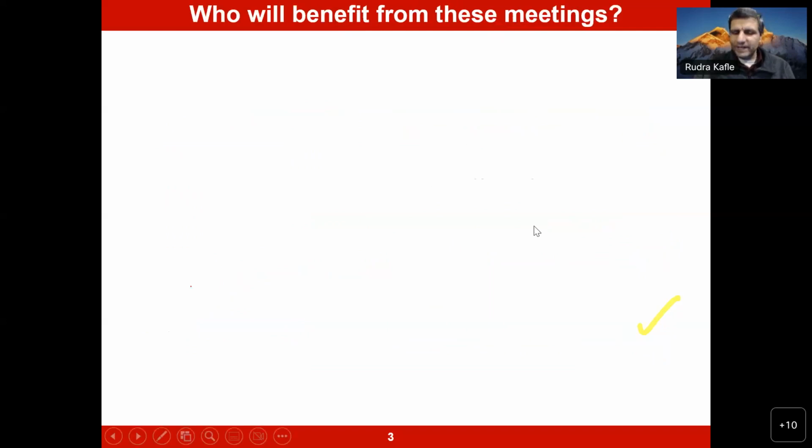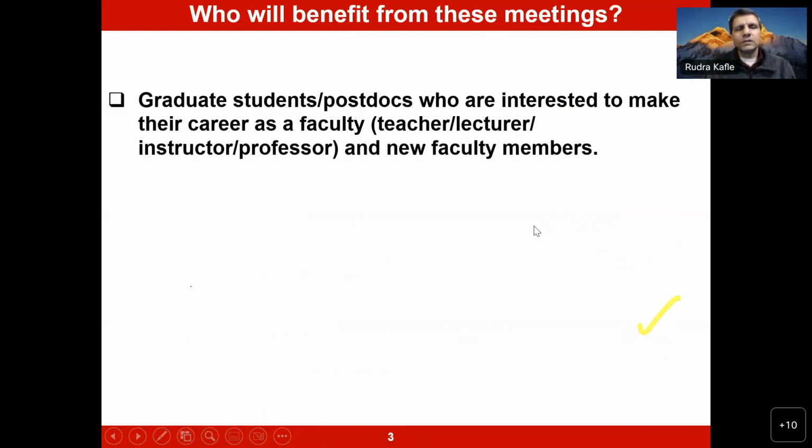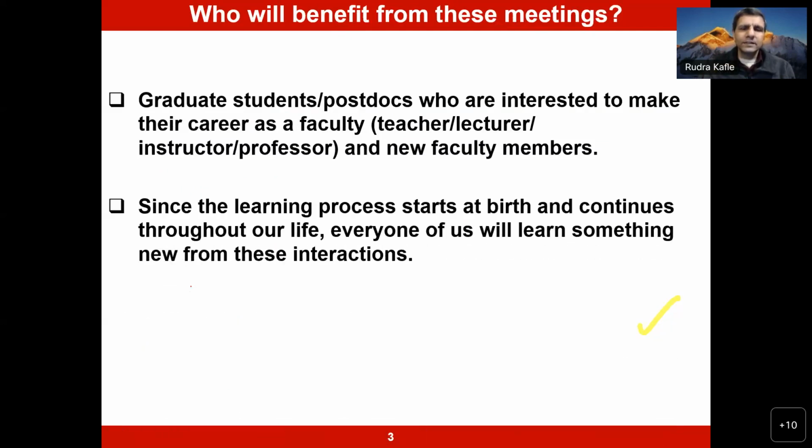Who will benefit from these meetings? These meetings are particularly for graduate students and postdocs who are interested in making their career as faculty, teacher, lecturer, instructor or professor, and for new faculty members. Since we are learning all the time, this is equally beneficial to everyone.